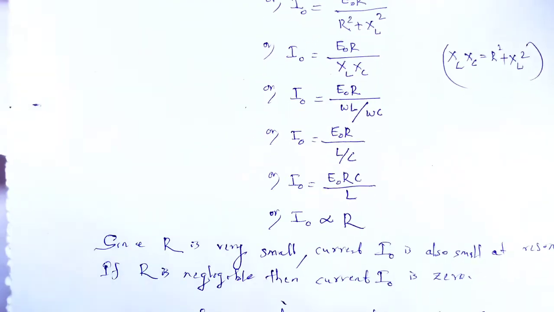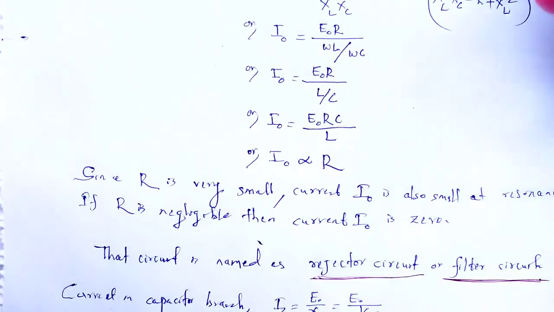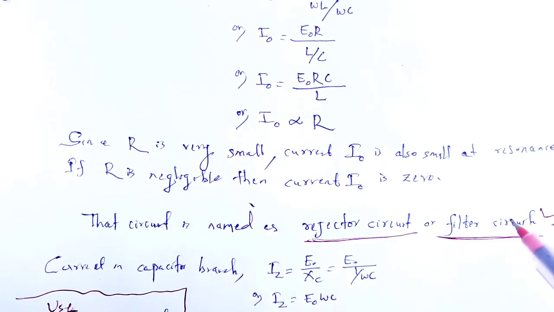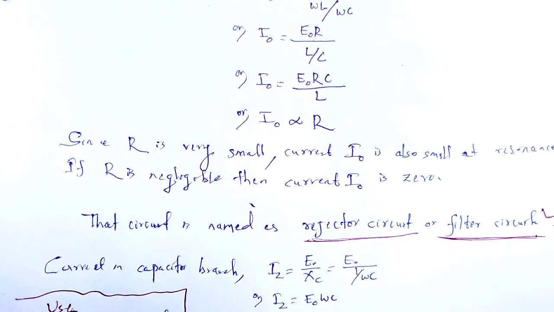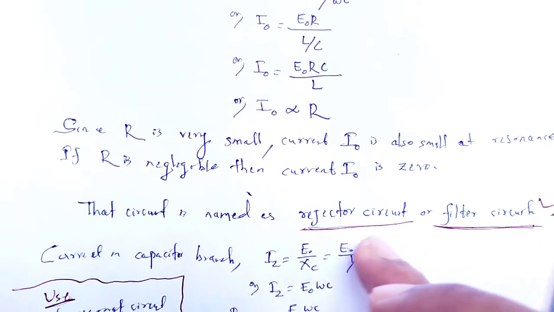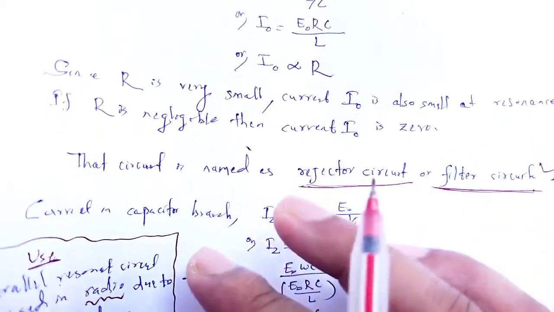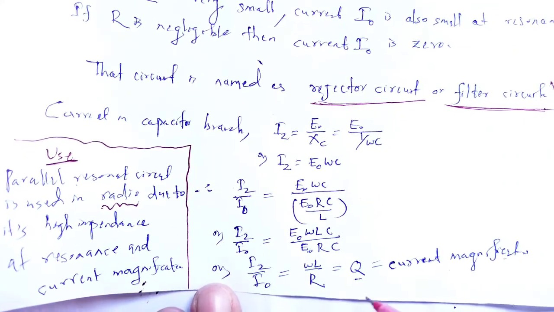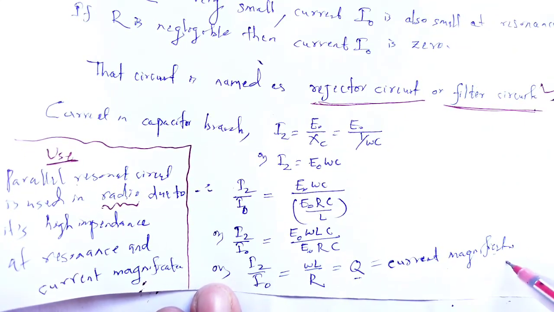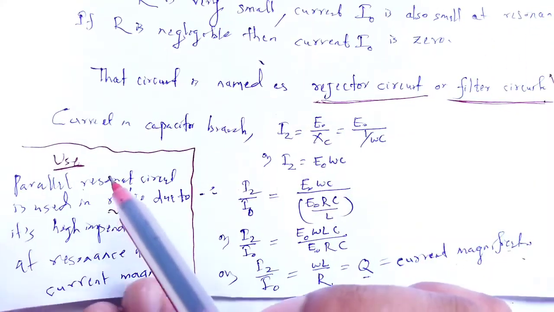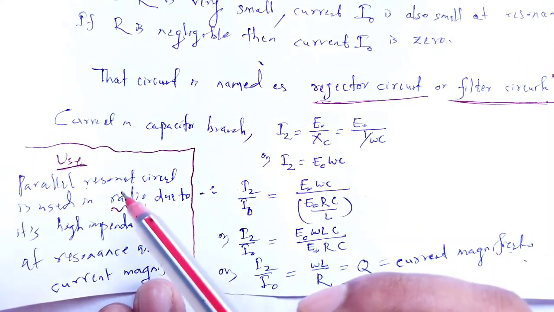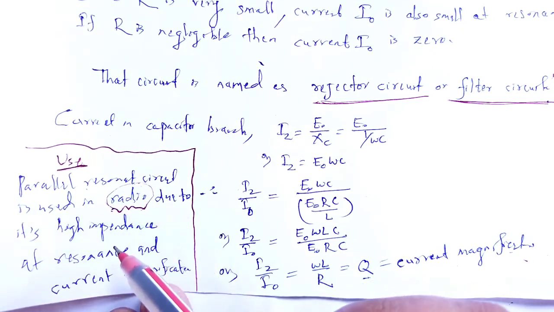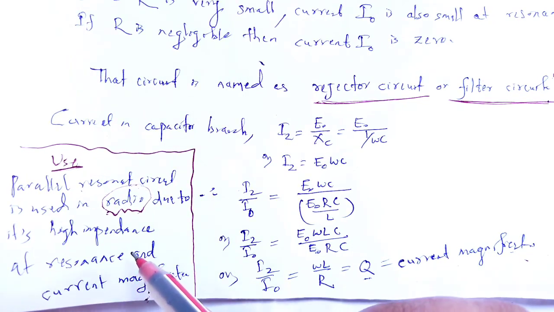So I naught is directly proportional to R. Why is that circuit named as rejector circuit or filter circuit? Because it does not allow the same frequency. Then current in capacitor branch: I2 divided by I naught is equal to current magnification. So the parallel resonant LCR circuit is used for radio due to its high impedance at resonance and current magnification.